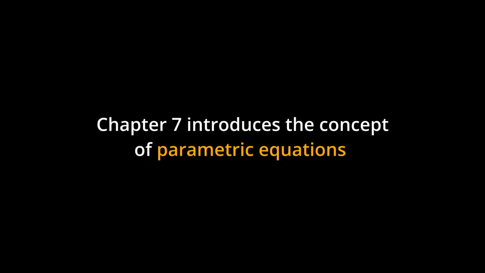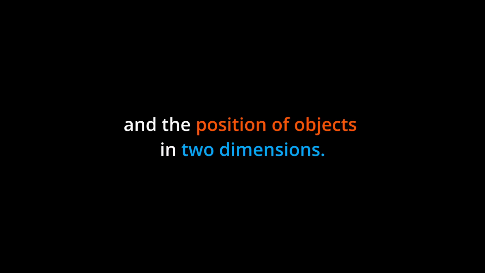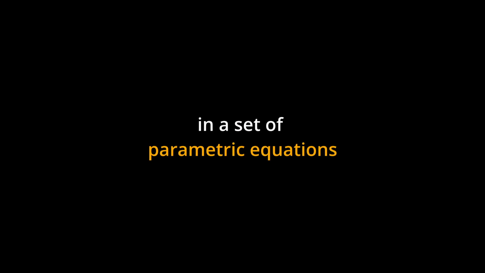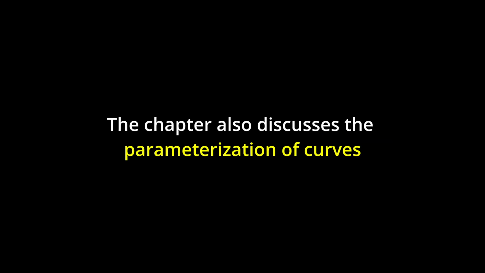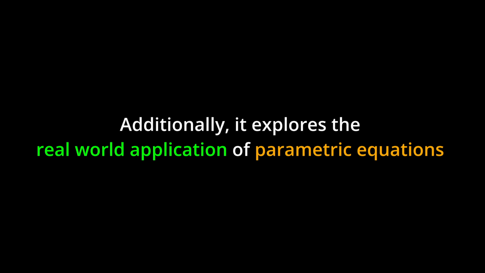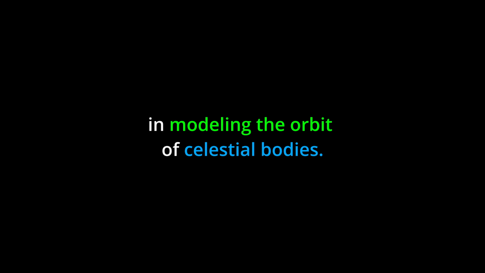bodies. Conclusion. Chapter 7 introduces the concept of parametric equations and their use in describing curves and the position of objects in two dimensions. It explains how to eliminate the parameter in a set of parametric equations and describes the resulting graph. The chapter also discusses the parameterization of curves and provides examples of parametric curves such as cycloids and hypocycloids. Additionally, it explores the real-world application of parametric equations in modeling the orbit of celestial bodies.